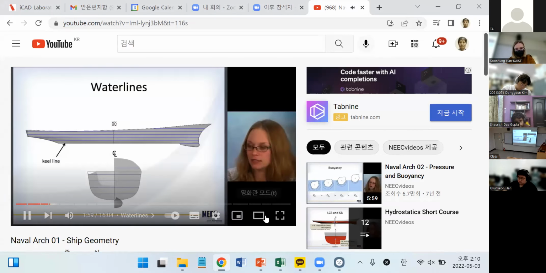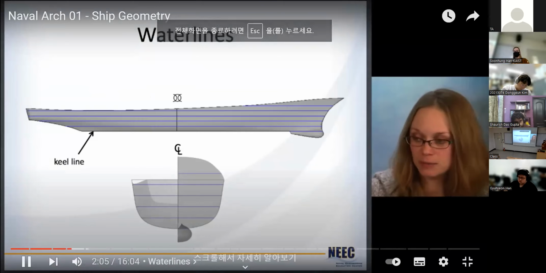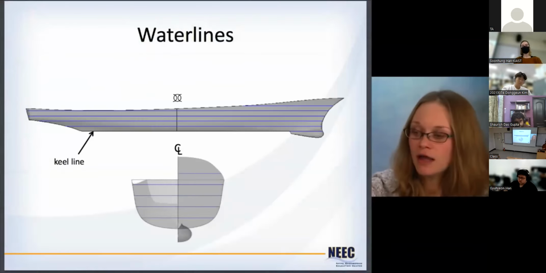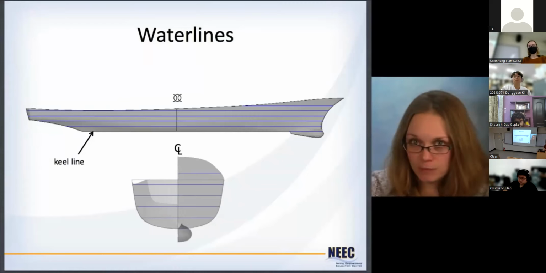As an example, take water lines. If you were to take the waterline plane, make a bunch of different copies of it, and run it from the keel line, which is the bottom of the hull here, all the way up to the top deck, you get these blue lines here. And from the side and from the front, they look straight, right? Because they are horizontal slices of the hull.